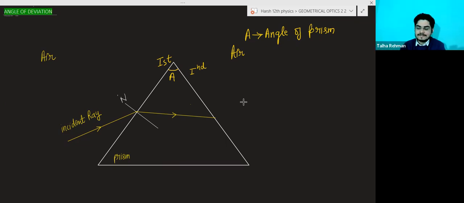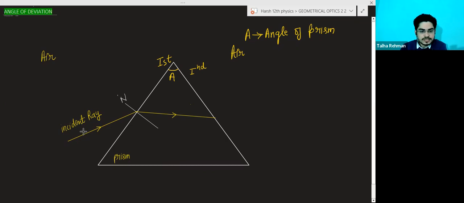Okay, so this is the incident ray, and as this ray is moving from rarer to the denser medium, it will bend towards the normal. So this will be the path of the light ray. Now, from this surface, the refraction will take place.